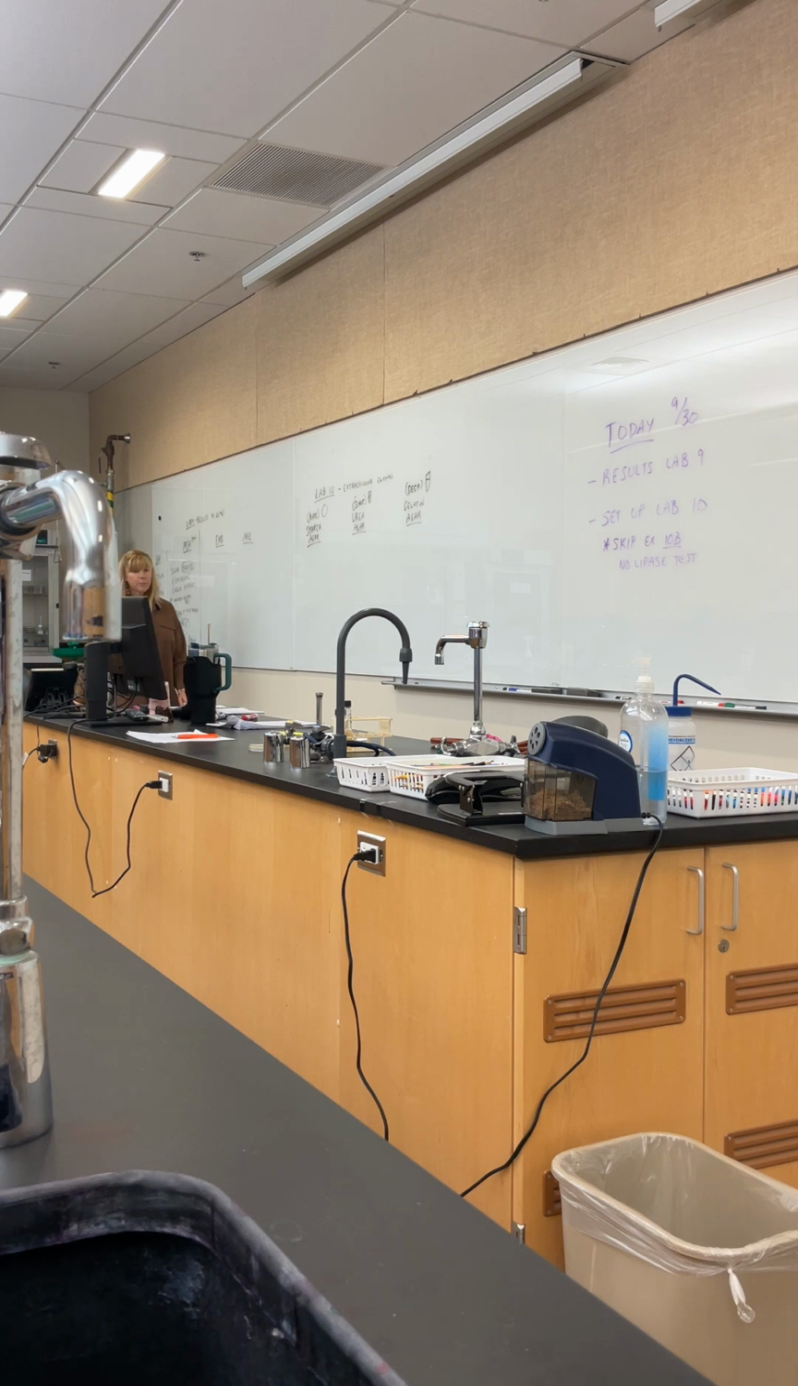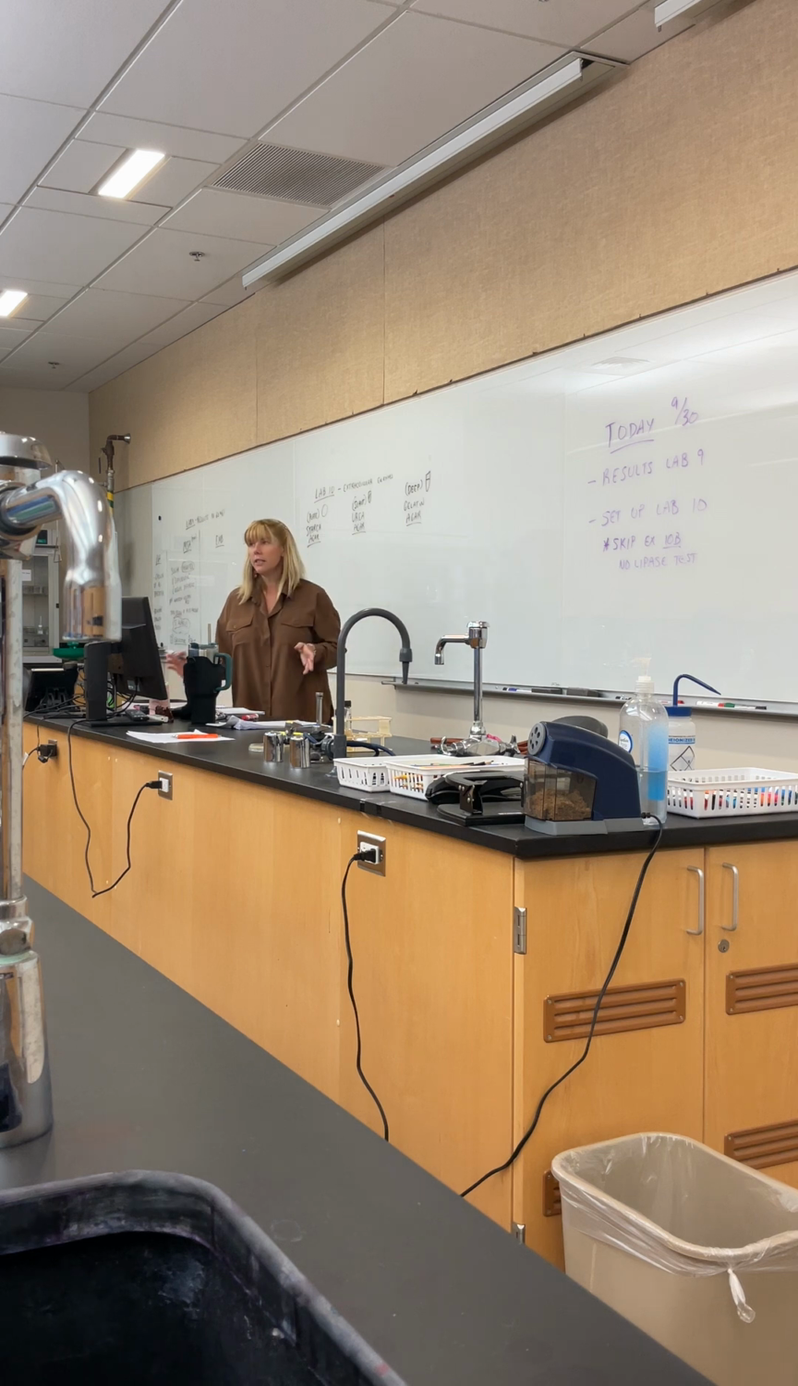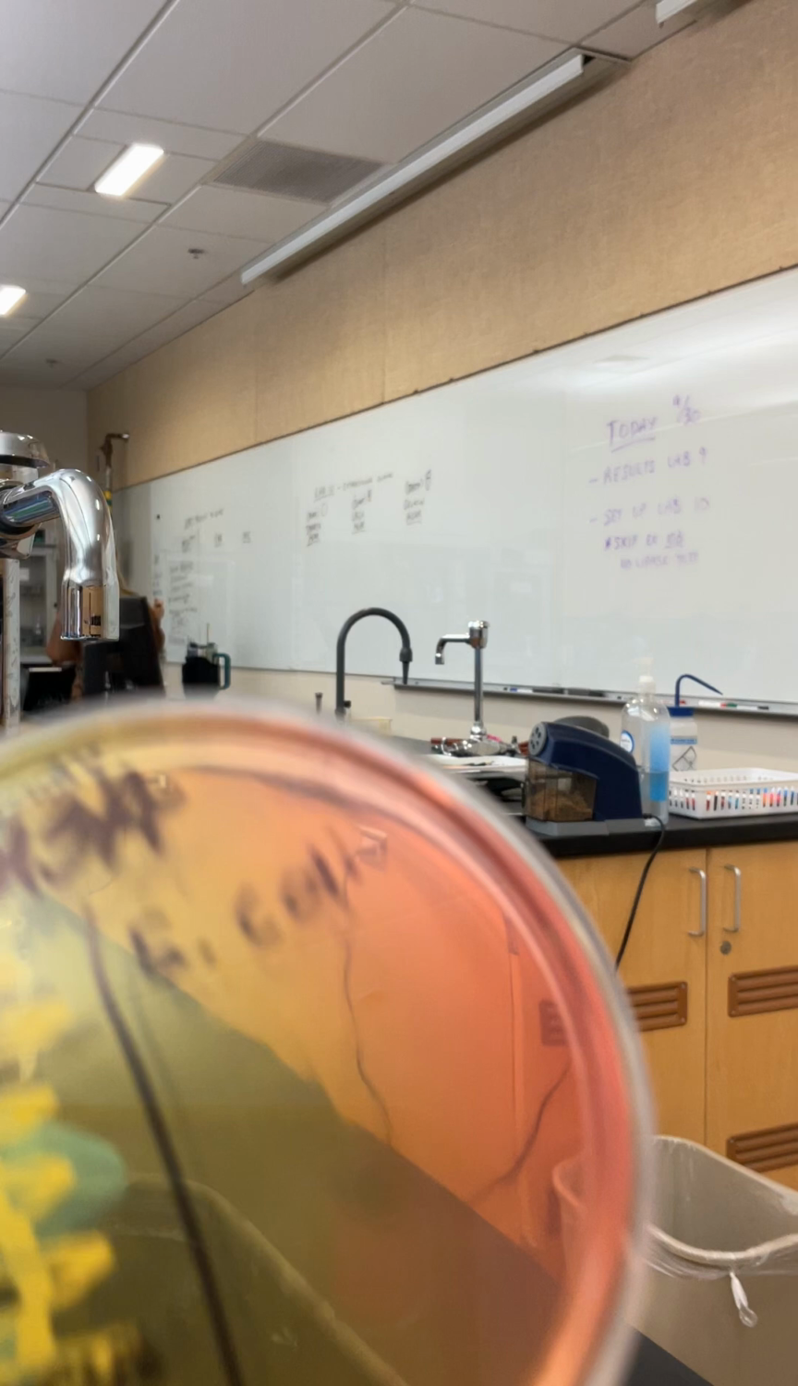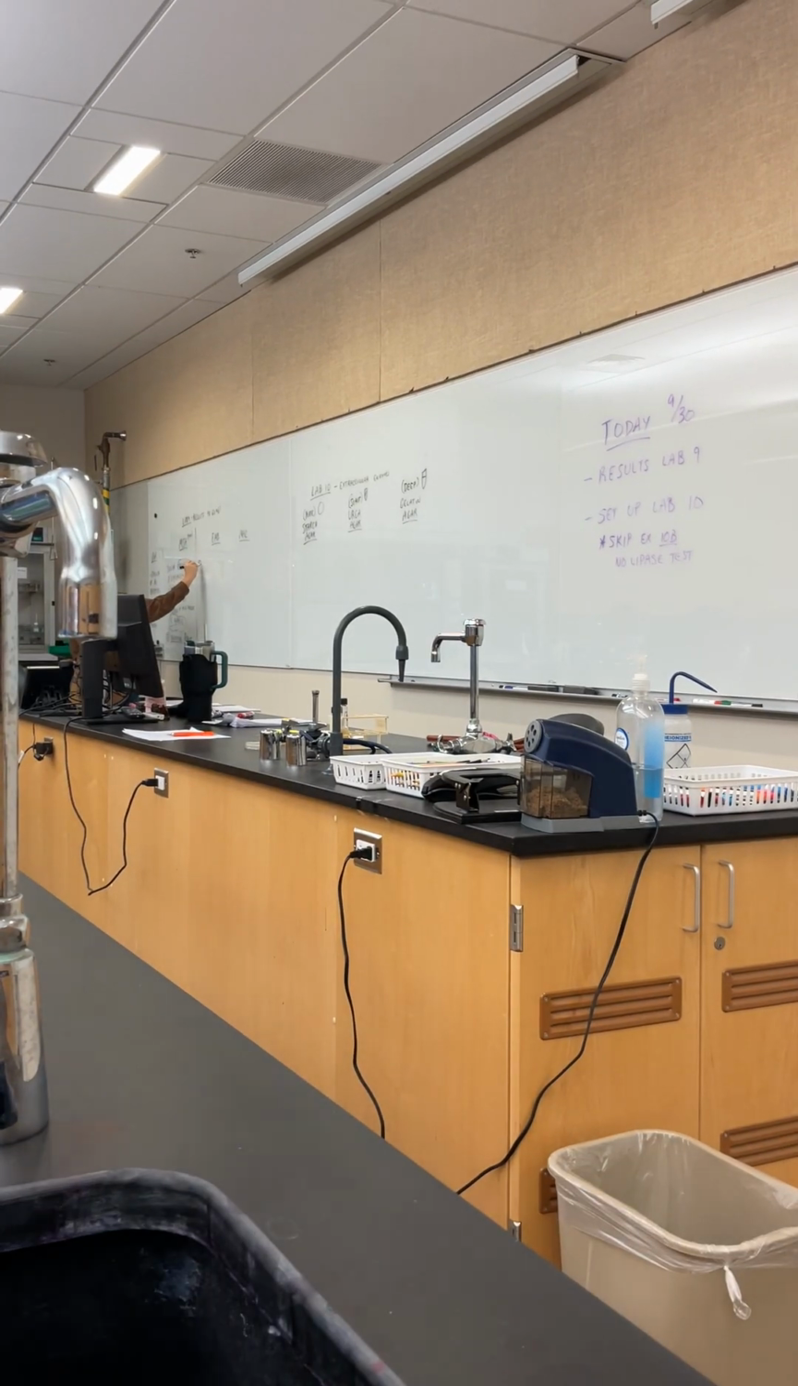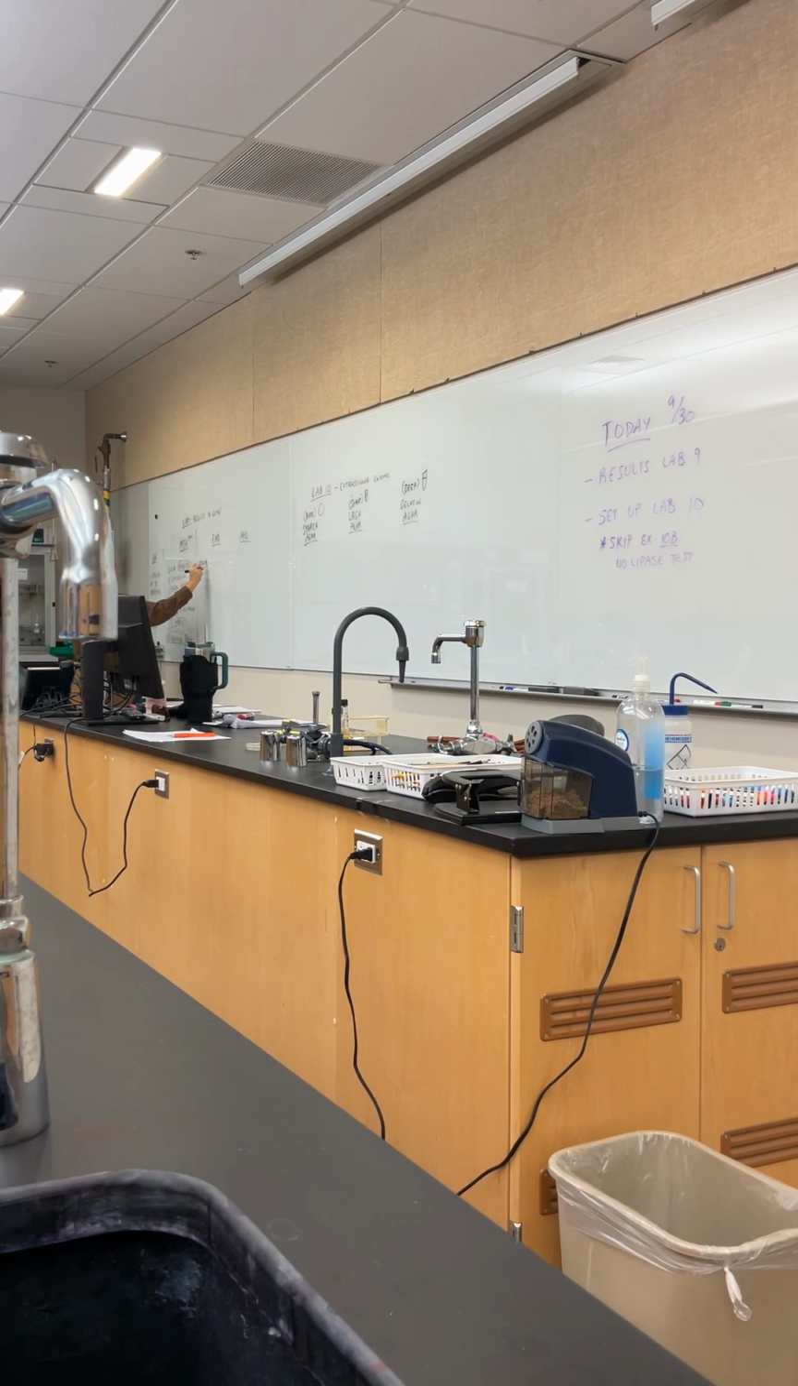So the next plate we're going to look at is the EMB plate. And I told you this was eosin and methylene blue. So this one also has sugar in it. And in this case, it's going to have lactose and sucrose.